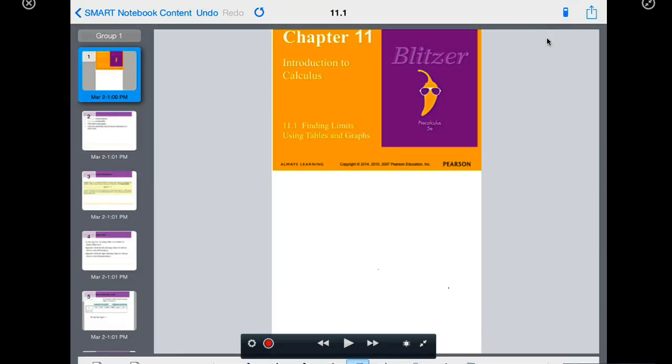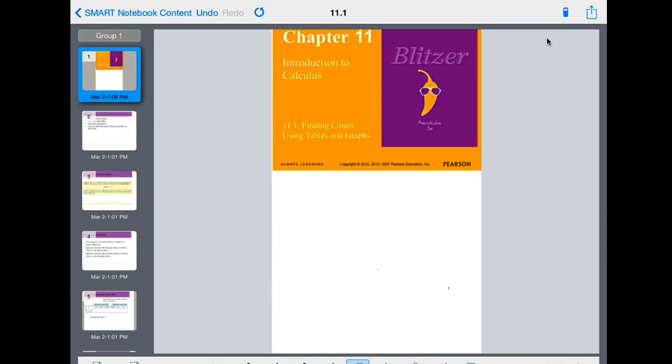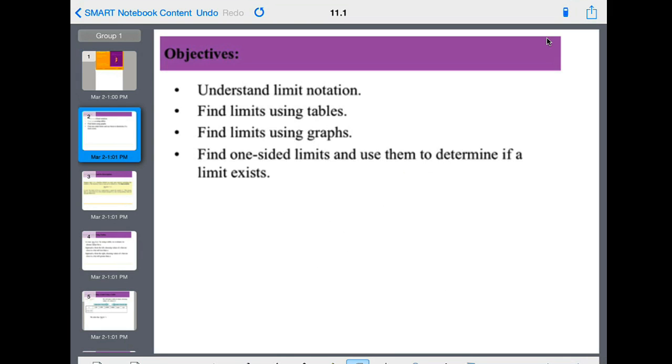Okay, we're going to talk about section 11.1, which is Introduction to Calculus. It's finding limits using tables and graphs. Our goal in this section is to understand limits, notation, find limits using tables, find limits using graphs, and find one-sided limits. Limits aren't too hard, but you have to follow along as you go.